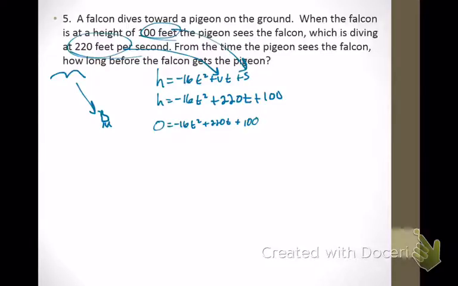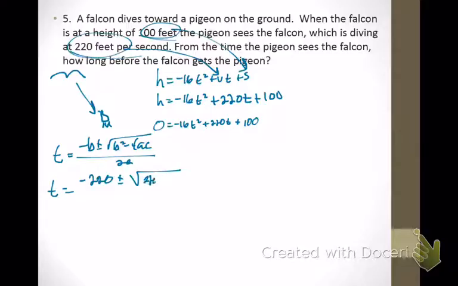So I'm going to do what I've always said not to do, and that's kind of default to the quadratic formula, right? Opposite b plus or minus the square root of b squared minus 4ac all over 2a. Right? Opposite b, b is 220, so we get negative 220 plus or minus the square root of, now we got to take 220 and square it, minus 4 times negative 16 times 100, all over 2 times negative 16.